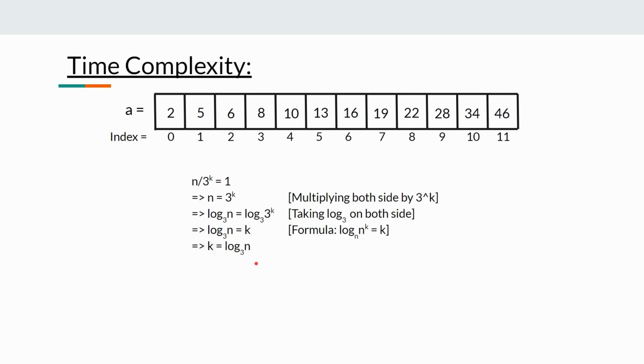So now this is our time complexity for ternary search, big O of log base 3 of n. From this time complexity, we can tell that ternary search is slightly faster than binary search, because binary search's time complexity is big O of log base 2 of n, which is why ternary search was invented in the first place, because it was giving us slightly faster time than binary search.